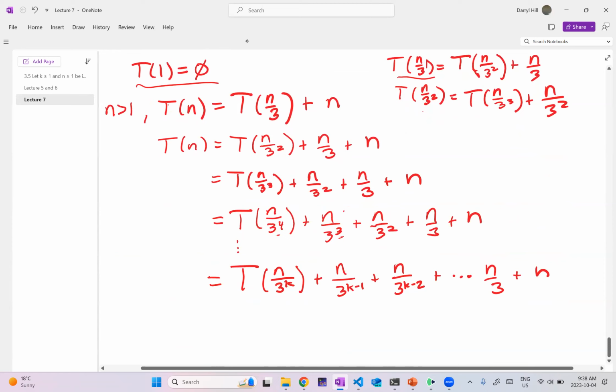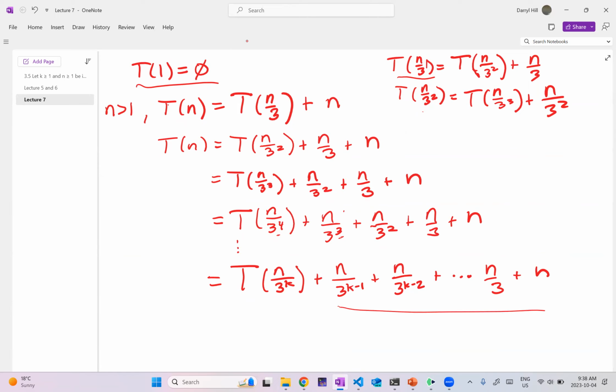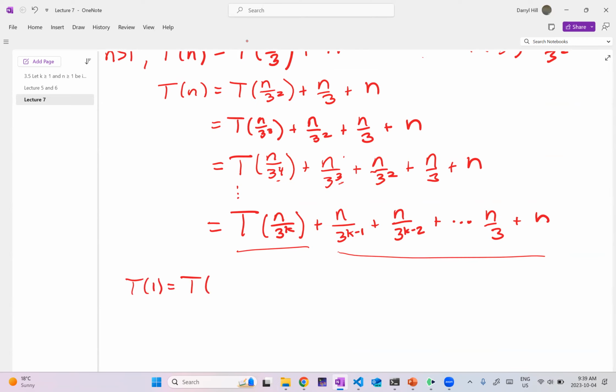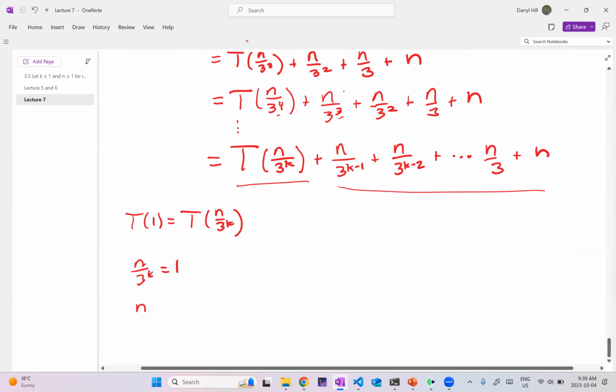Okay, so I have a pattern. This part's going to be pretty ugly. Again, I know my recursion ends after k steps. I also know my recursion ends at T of 1. So that means n over 3 to the k was the last call that I made. And in this case, n over 3 to the k is equal to 1, which means that n is equal to 3 to the power k.